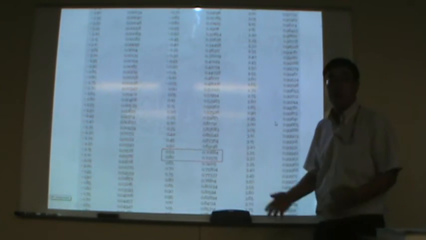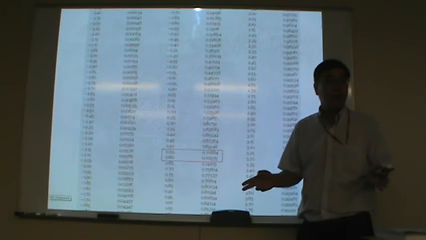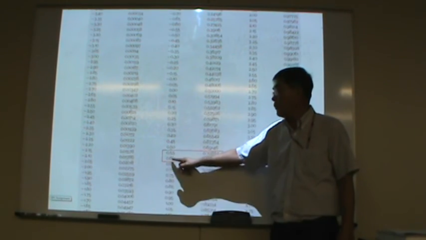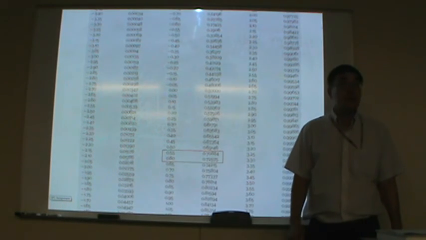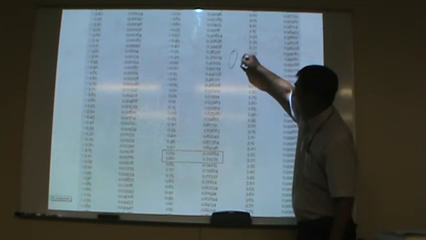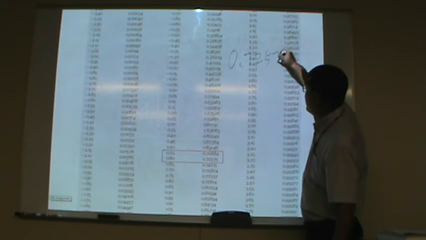0.58 we cannot find, but between 0.55 and 0.6. Which one is closer? 0.6. So take 0.72575, right?